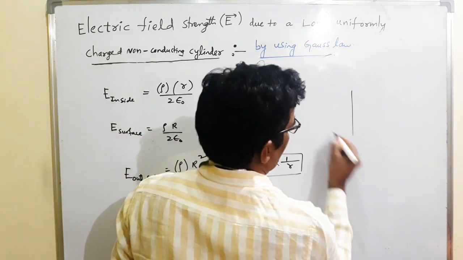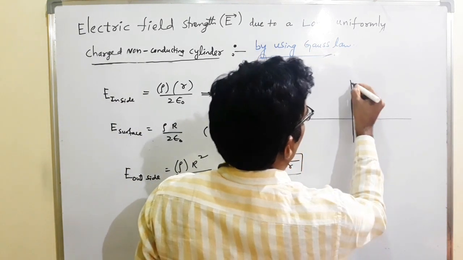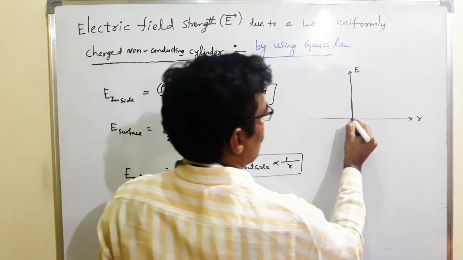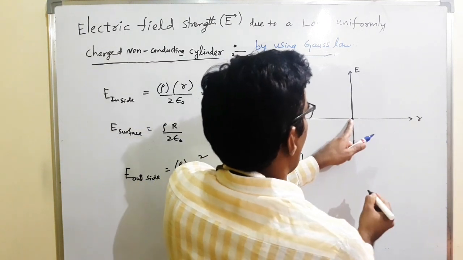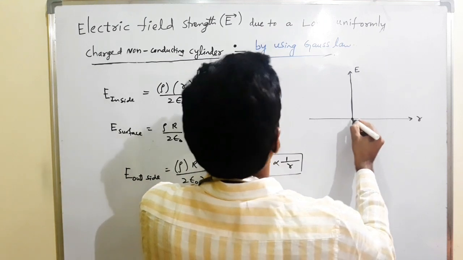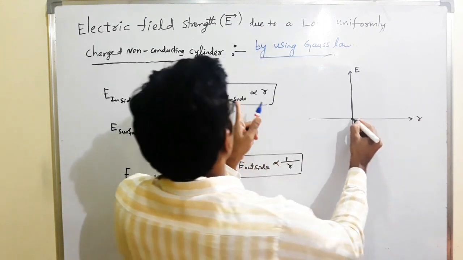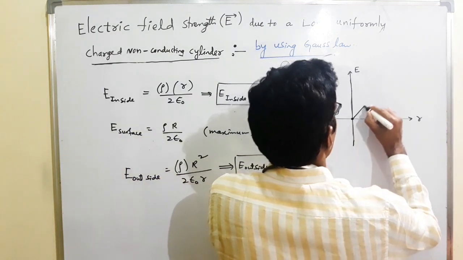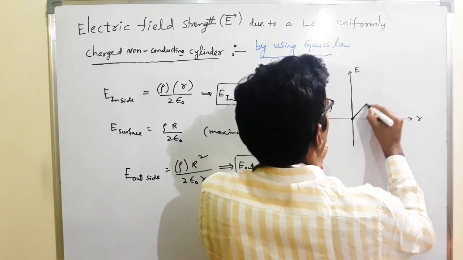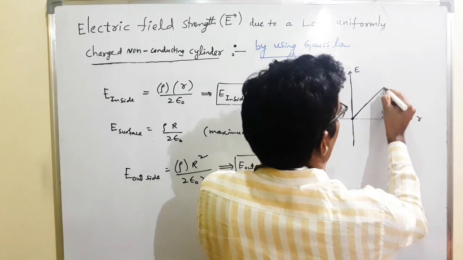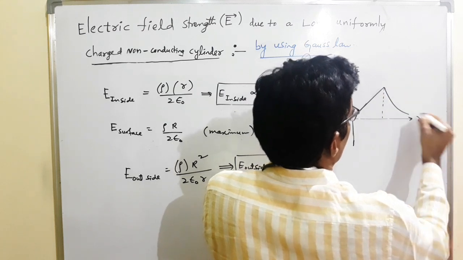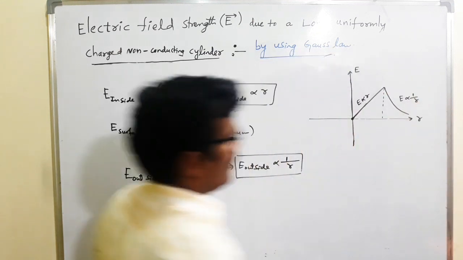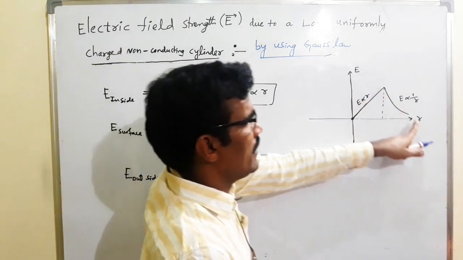When a graph is drawn between the magnitude of the intensity of electric field and distance, at r equal to 0 the field is 0, on the axis. From the axis to the surface it increases linearly, a straight line passing through the origin. After that, it is maximum at this point, then gradually decreases. That's why inside E is directly proportional to r, and outside E is proportional to 1 by r.